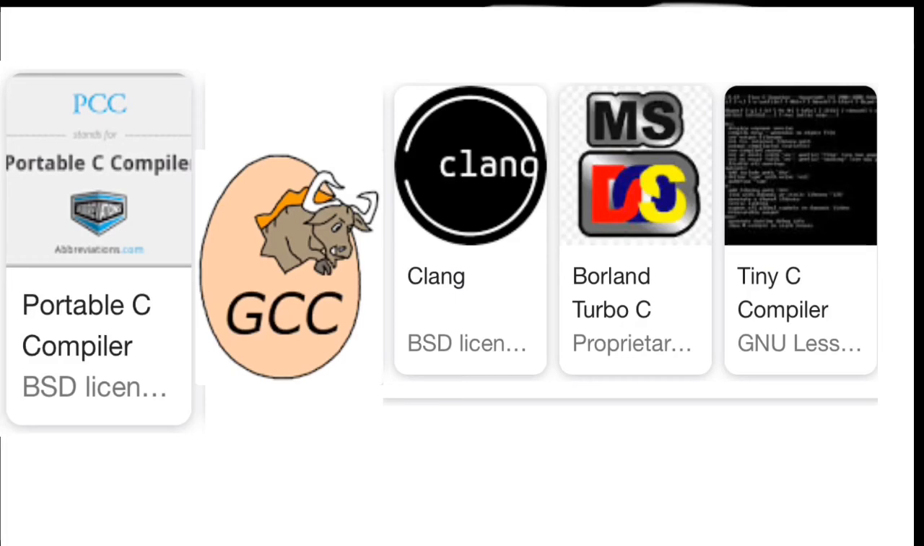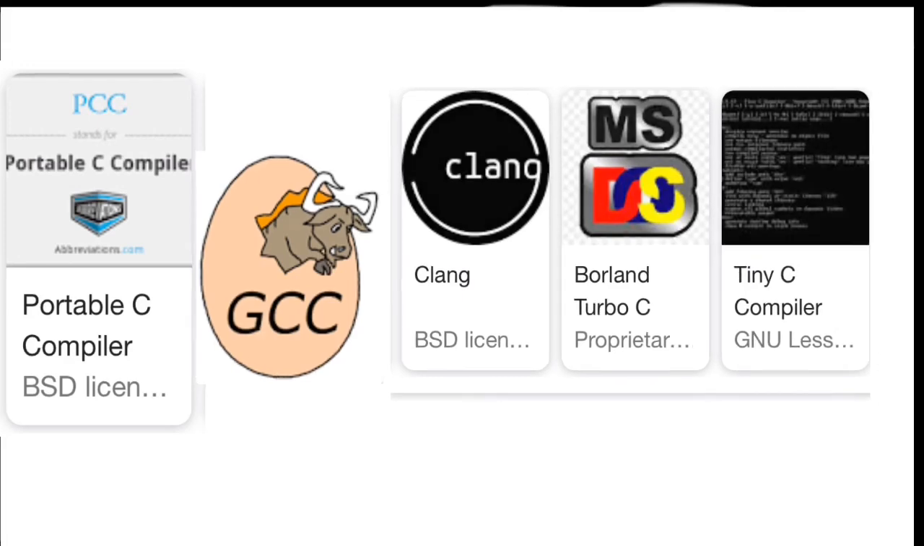By the way, the best compilers for C are Borland Turbo C. Turbo C is one of the basic and popular compilers for the C programming language. Another one is Tiny C compiler. The Tiny C compiler is designed to work on slow computers. Another one, Portable C compiler. It will work on any operating system. Another one is GCC. It is the most popular and easiest compiler. Last one, Clang. These are the best compilers for C.